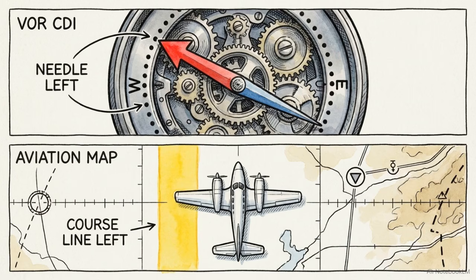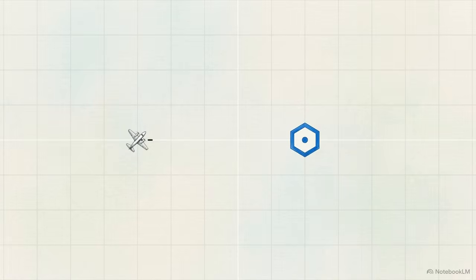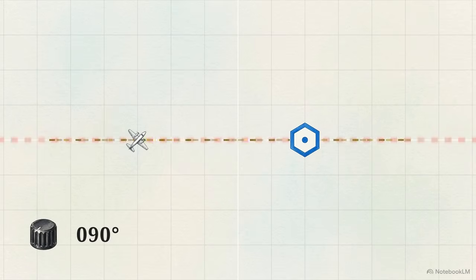The CDI is exactly that, a pointer. It aims squarely at the geographic highway you asked it to find. Next is the to/from flag, which appears as a small triangle or text indicator right on the instrument face. This flag calculates your geometric relationship to the physical ground station, but it does so entirely based on the course you have dialed into the OBS.